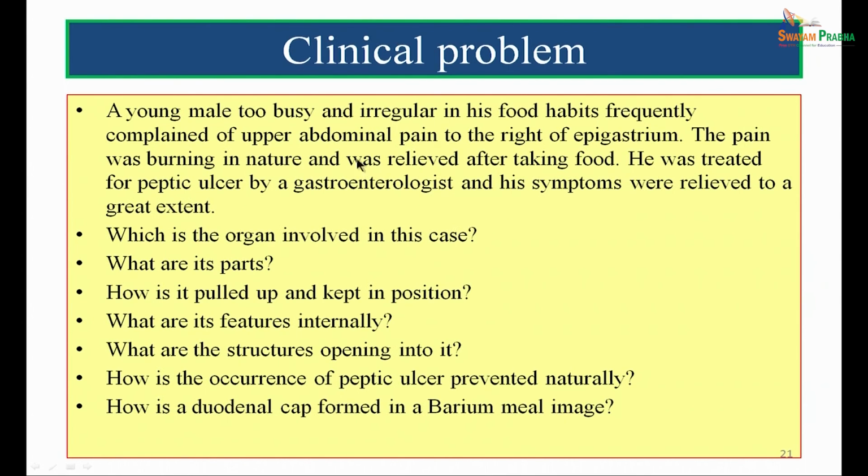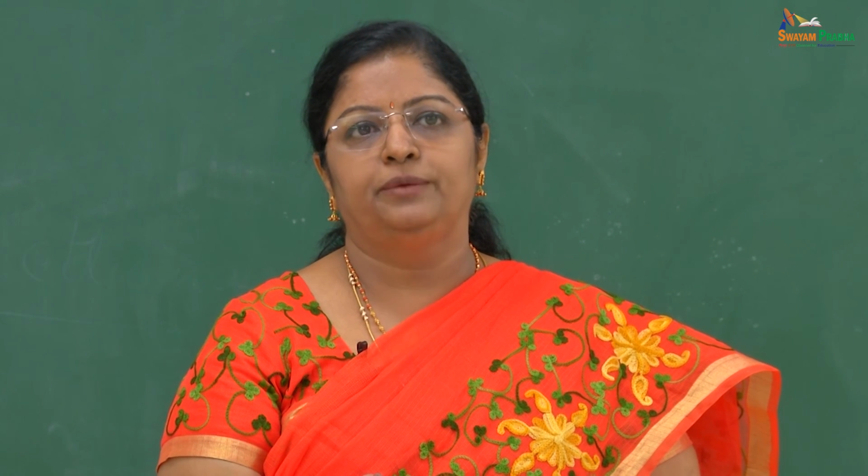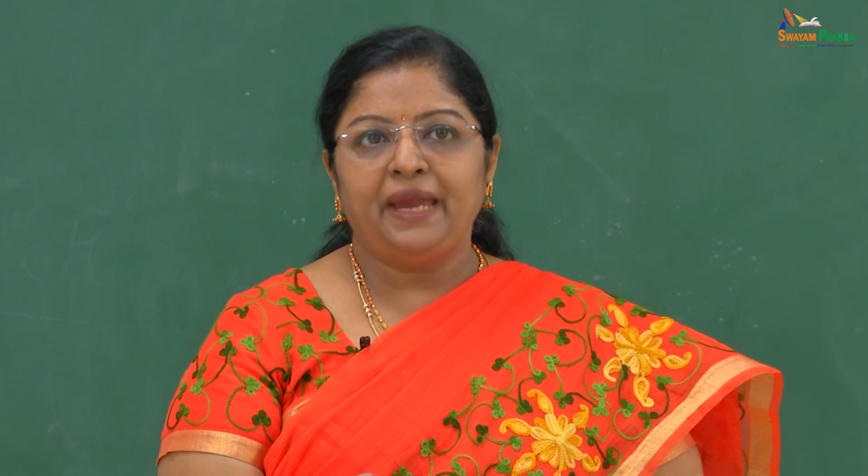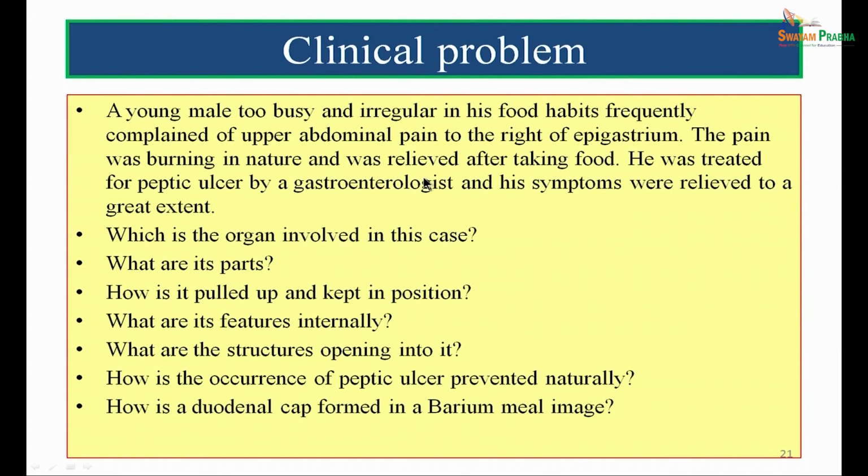So, there are some hidden clues here. Relieved after taking food. When a burning type of abdominal pain is relieved after taking food, it is more in favor of duodenal ulcer. If a pain is getting aggravated after taking food, it is more in favor of gastric ulcer. So, which organ is involved in this case? It is duodenum.